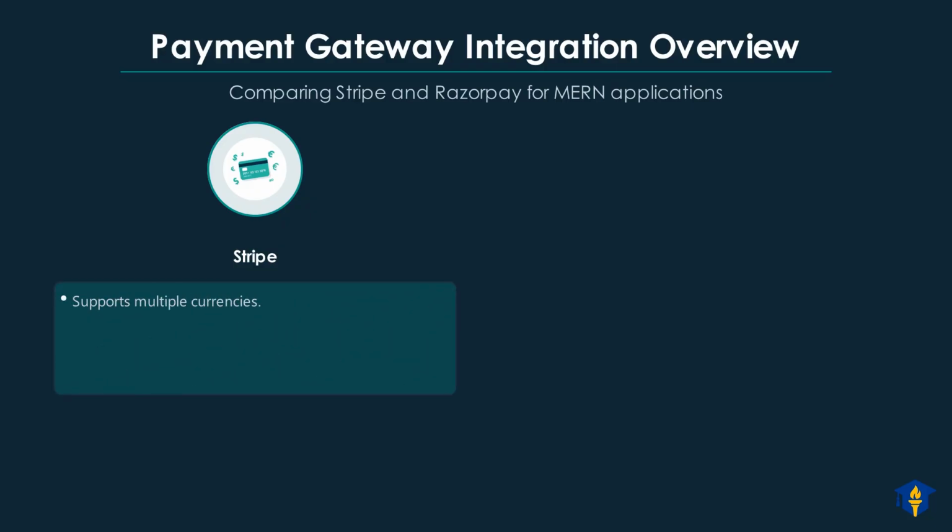Stripe is highly flexible, supporting multiple currencies, which makes it suitable for international transactions. It also supports a wide range of payment methods, including cards, digital wallets, and various bank transfers. Stripe is known for its simple and durable integration, offering developer-friendly tools and extensive documentation.